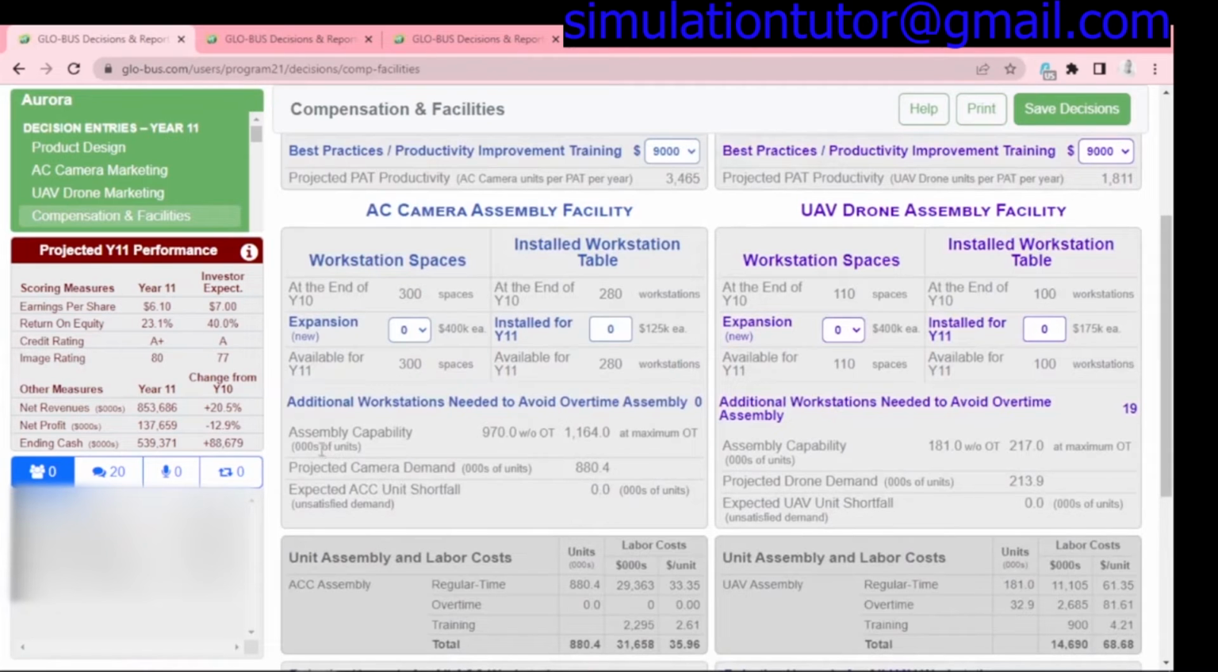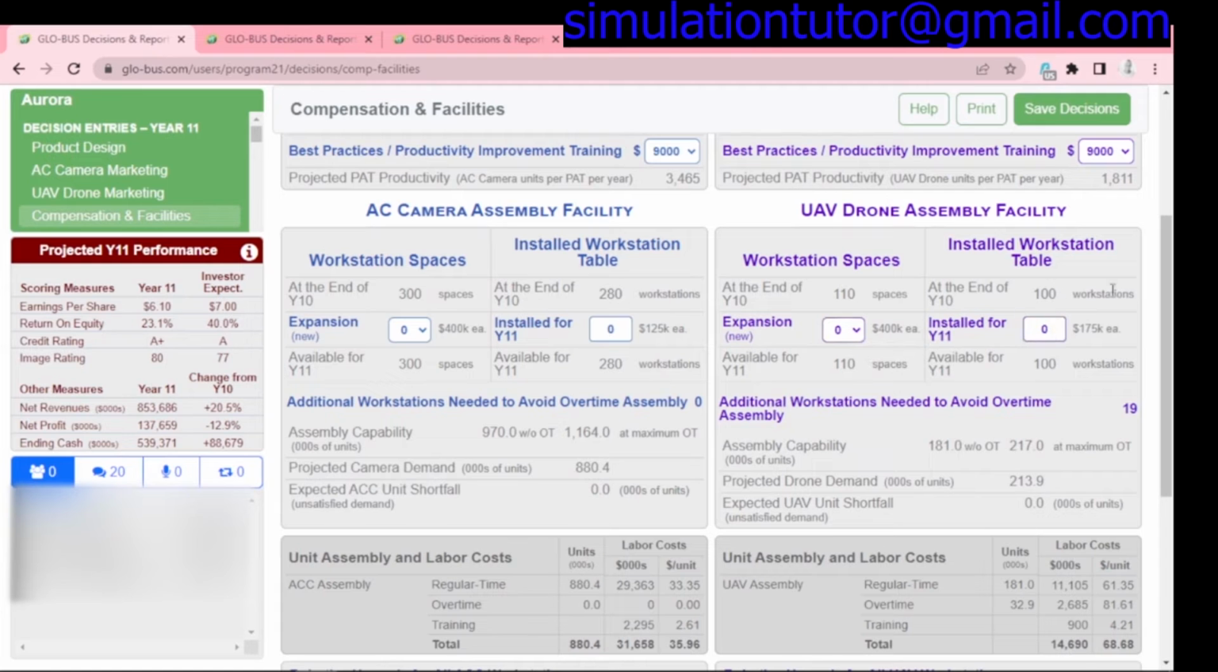Under the assembly facilities, the assembly capability without overtime should always be around an equal figure to your projected camera demand. So for this case, I think we won't make any changes, so we leave them that way. But for the UAV drone, the projected demand is about 213, while the assembly capability without overtime is about 181. So I have to expand.